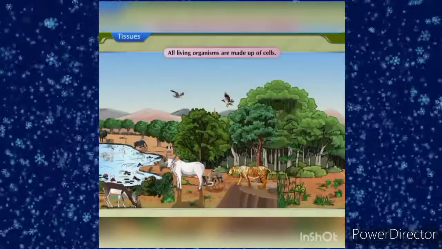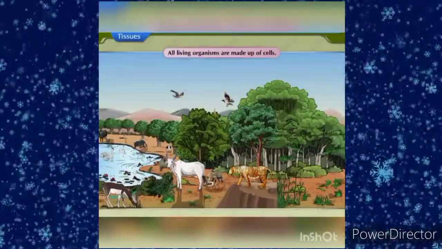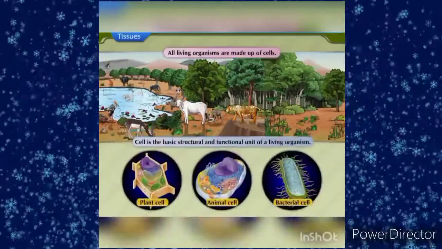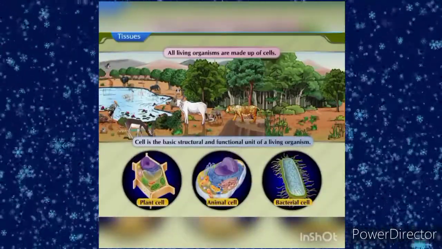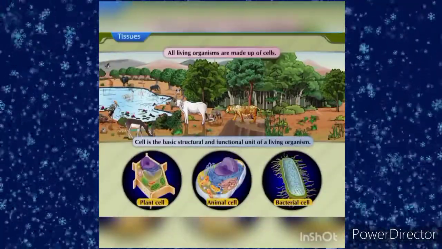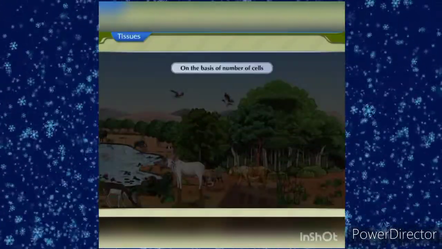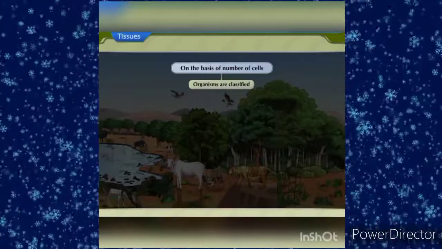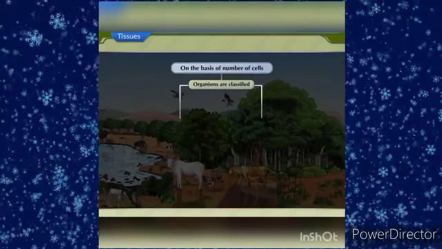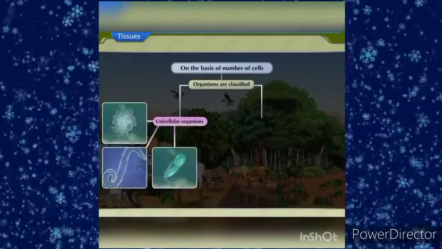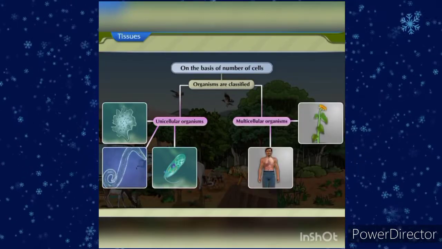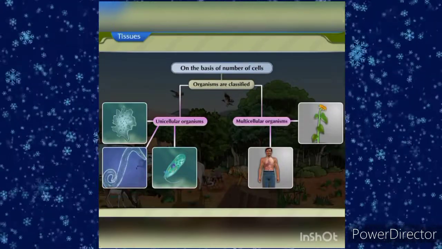All living organisms are made up of cells. We define cell as the basic structural and functional unit of a living organism. On the basis of number of cells, organisms are classified into two types: unicellular organism, multicellular organism.